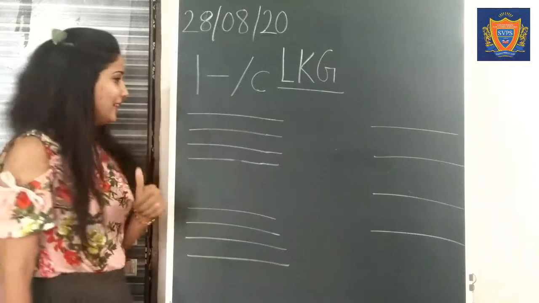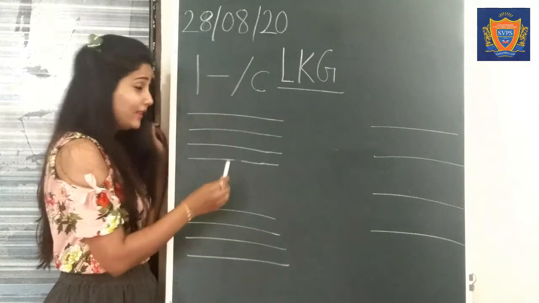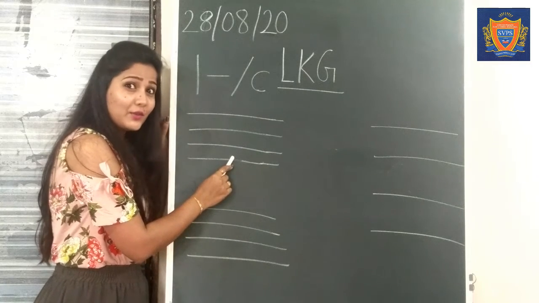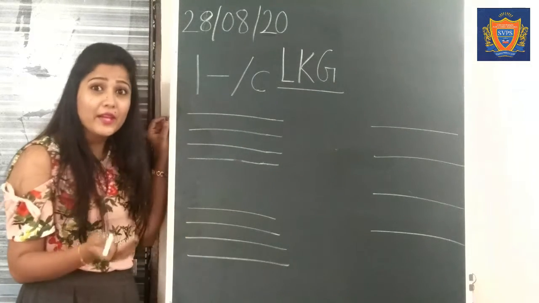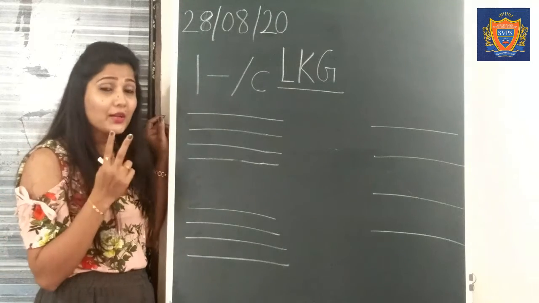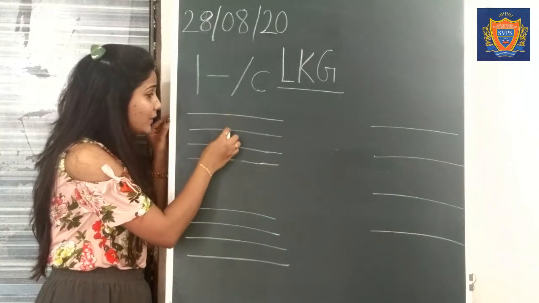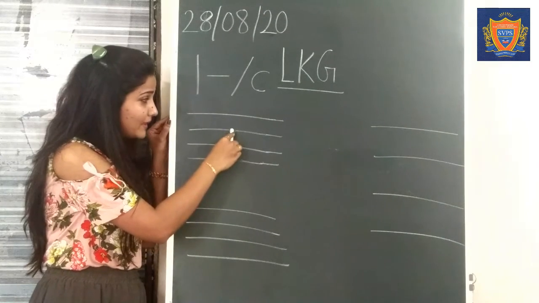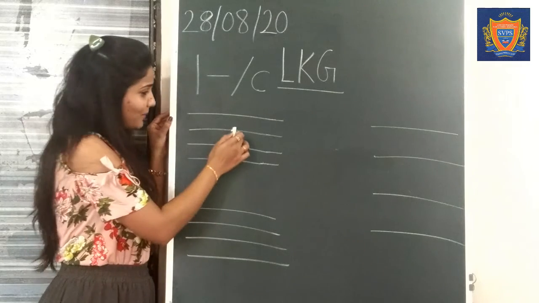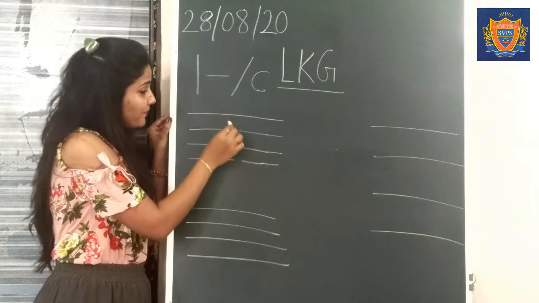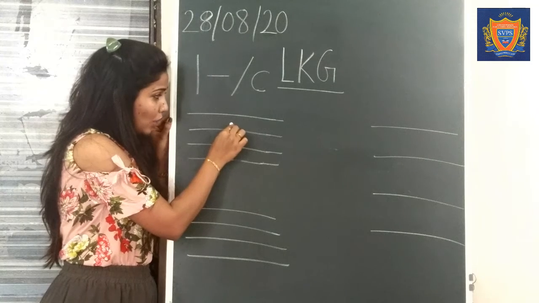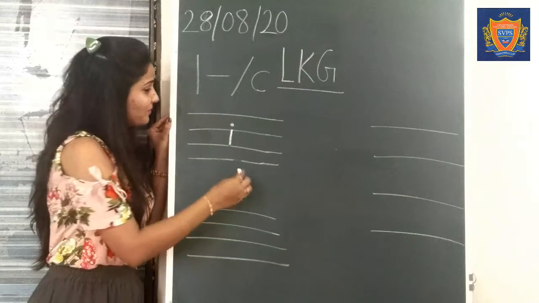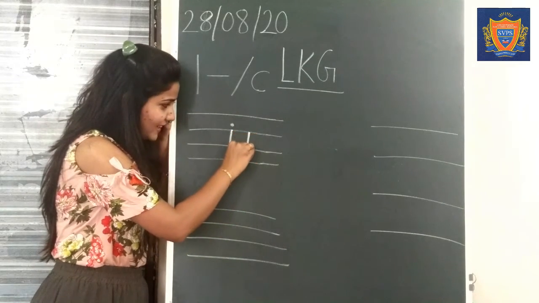Come, let's see. Count the lines with me. 1, 2, 3, 4. As I told you, we write small alphabets in 2 lines. So, 1, 2. Put your pencil here. Now, make a standing line from line 2nd to line 3rd. Now, put a dot on the top. Letter I.